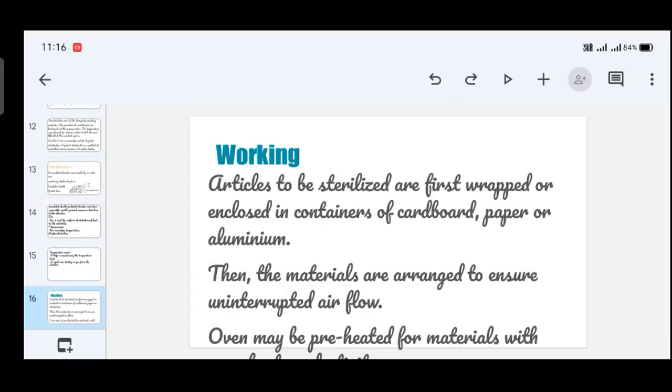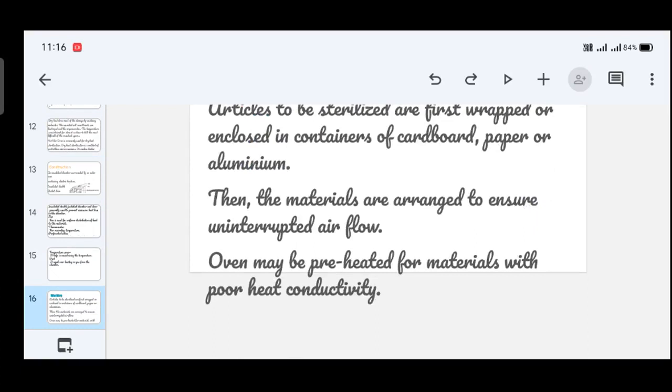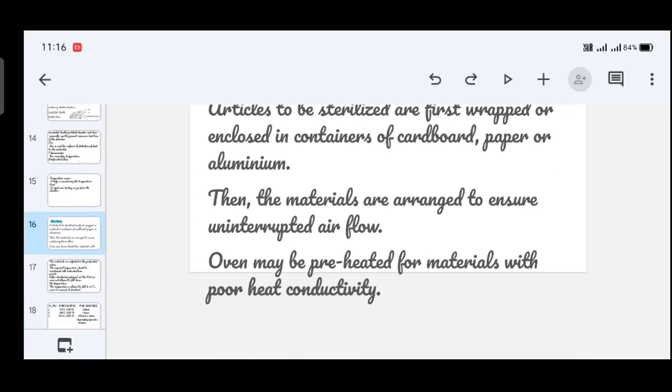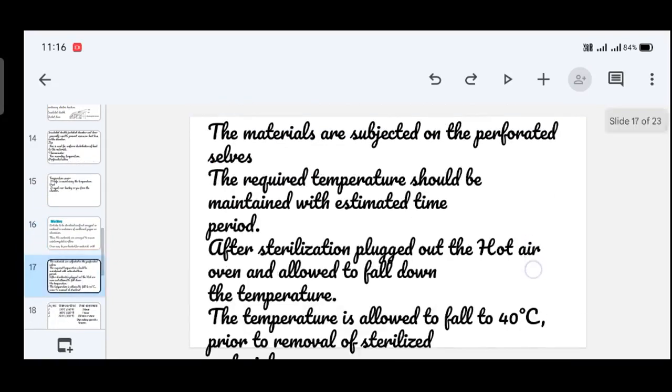Articles to be sterilized are first wrapped or enclosed in containers of cardboard, paper, or aluminum. Then the materials are arranged to ensure uninterrupted airflow. The oven may be preheated for materials with poor heat conductivity. The materials are placed on the perforated shelves. The required temperature should be maintained for the estimated time period.